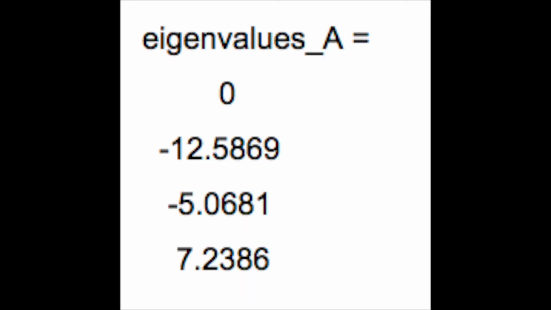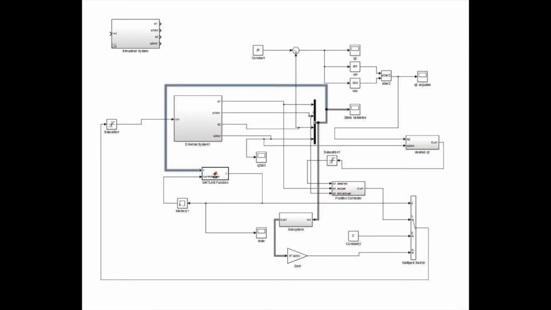Since one of the eigenvalues found from this system is positive, the system is unstable. In order to stabilize the system, we must place poles at -5, -5.1, -5.2, and -5.3. We also know that U equals -Kx due to state feedback.